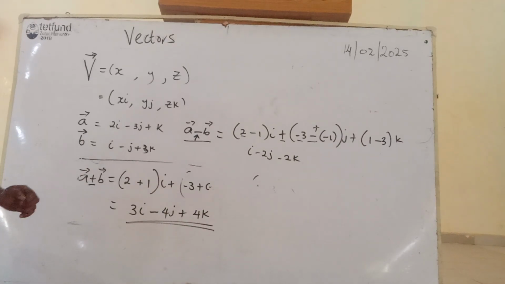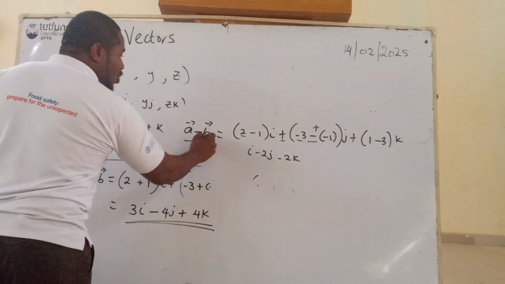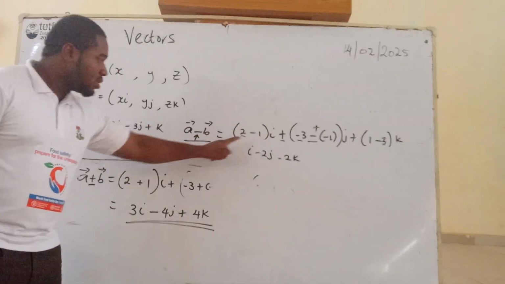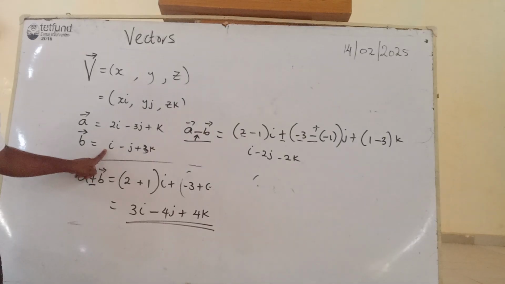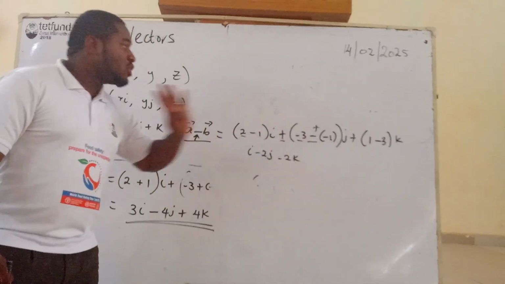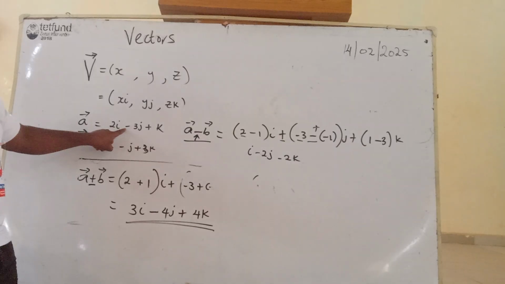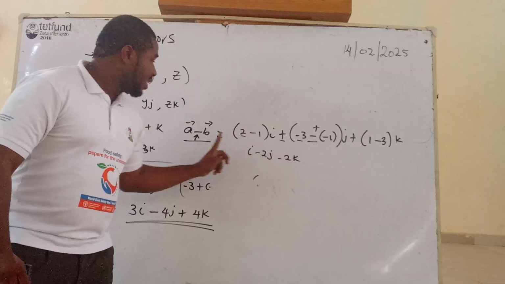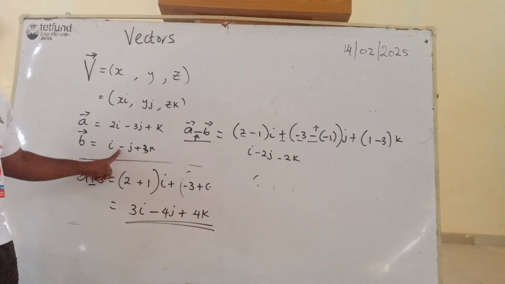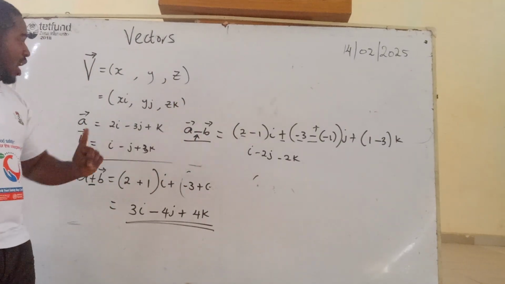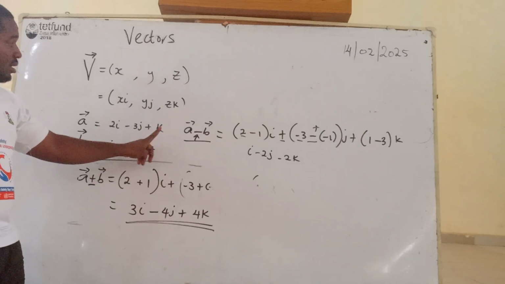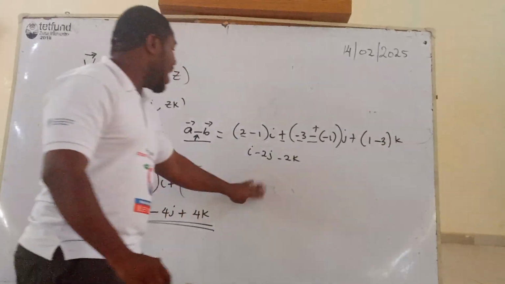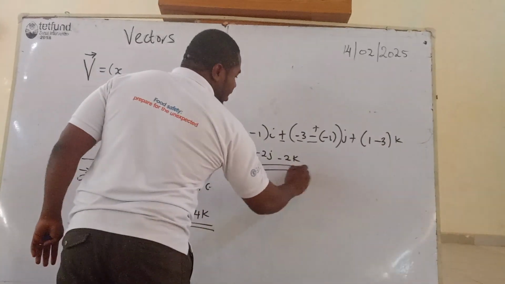So for subtraction, the same vector A minus B is going to be what? 2 minus what? 1. Right? Plus, let's do for the J component. The J component is what? Minus 3, which is here, then minus, which is this sign, then what? Minus 1. Plus, let's do for the K component, which is what? 1 minus what? 3. This is it. 1 minus 3. So at the end of the day, you are left with what? This vector.